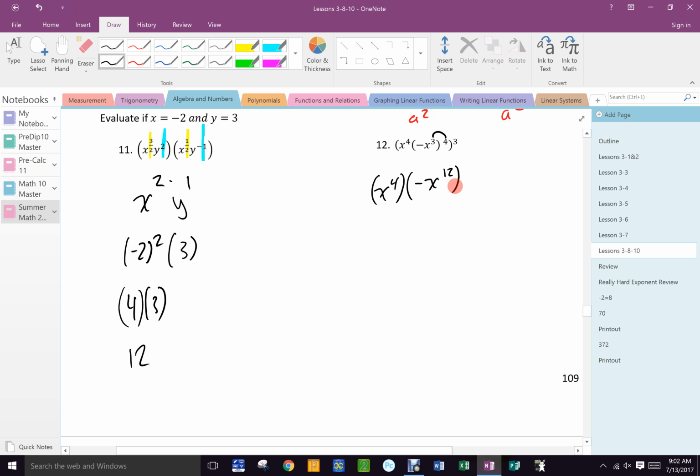Now this is tricky. What is the base here? X, right? Because the negative's no longer in the brackets, is it? Right? But negative x to the 12th.